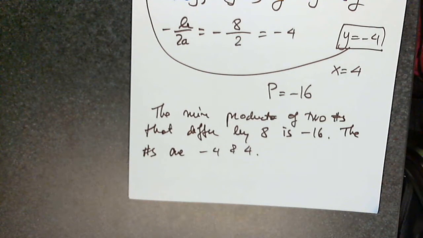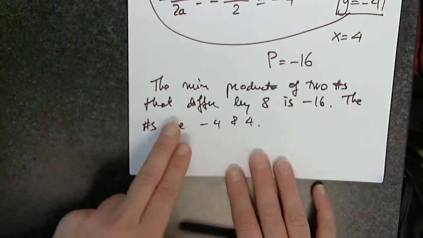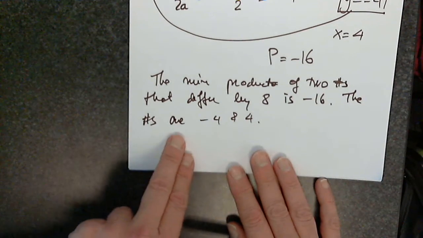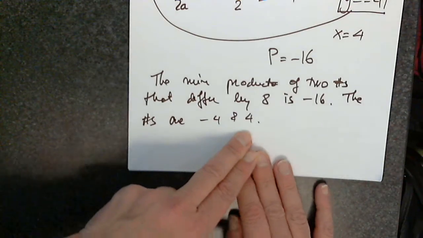Okay, problem 64. Any questions for me so far? So the minimum product of two numbers that differ by 8 is negative 16. The numbers are negative 4 and 4.